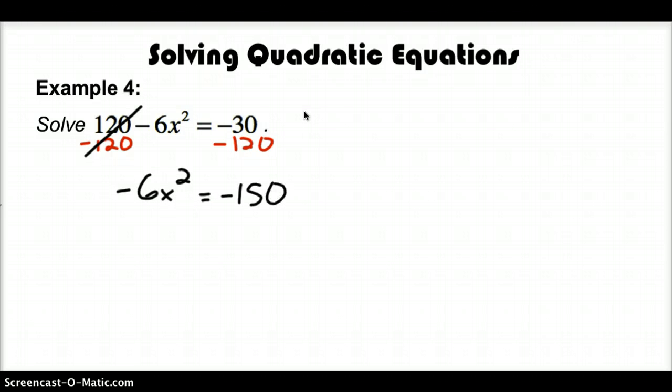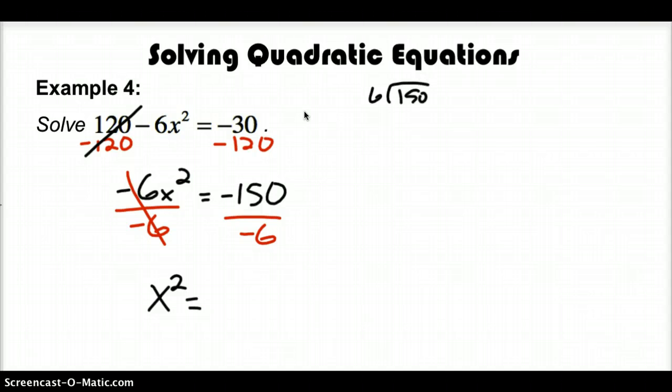From here, I am going to try to isolate x squared by dividing both sides by negative 6. This will cancel out, and I'll now have x squared equal to whatever 150 divided by 6 is, which I don't know offhand, so I'm just going to do a little division here. 6 goes into 15 twice, for 12. I'll have 3 left over. 6 goes into 30 five times, so it looks like 25.